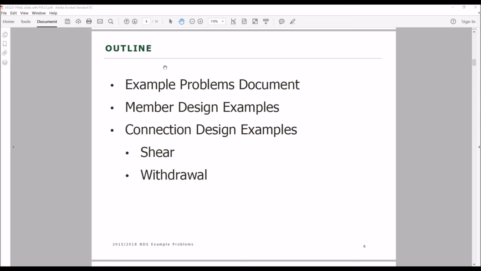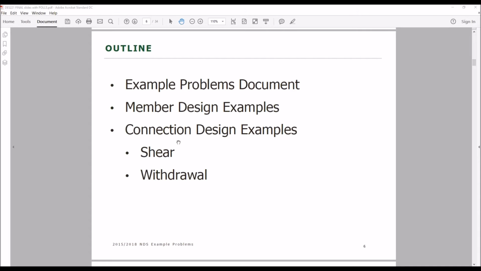Our outline today, we're going to start by talking about the example problem document just briefly to introduce it, and then we'll jump into the slightly more interesting part. That'll be the design examples. There'll be 3 examples where we're going to do some member designs. So there'll be an example where we do a beam, a column, and then a member that's loaded about multiple axes. After that, we'll finish with some connection design examples, and there'll be shear examples and withdrawal examples.